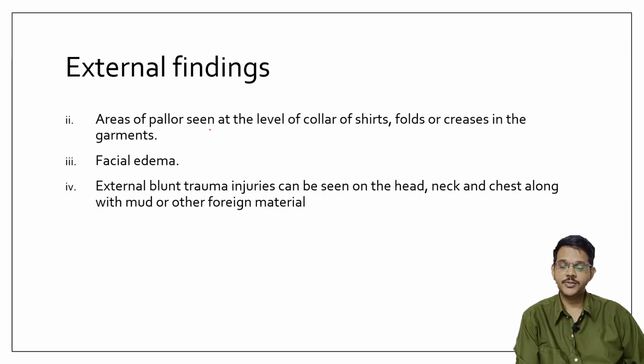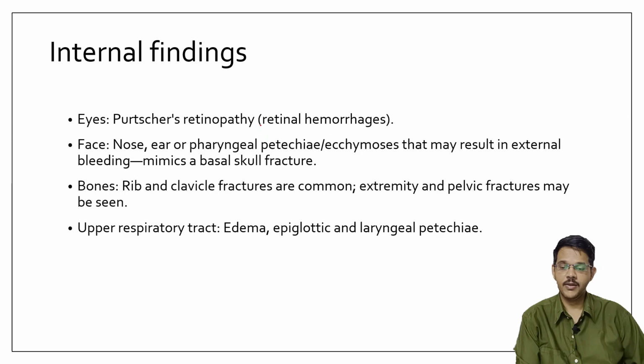Then there are areas of pallor that may be seen at the level of the collar of shirts, and folds and creases in the garments. There may be facial edema present. External blunt trauma injuries may be seen on the head, neck, and chest, along with mud or other foreign materials. Internal findings: in the eyes, retinopathy and retinal hemorrhages may be present.